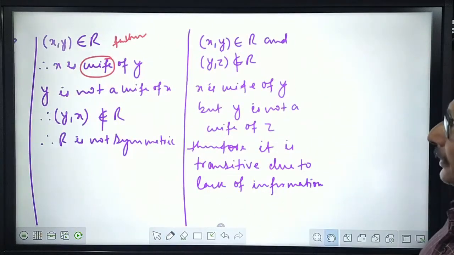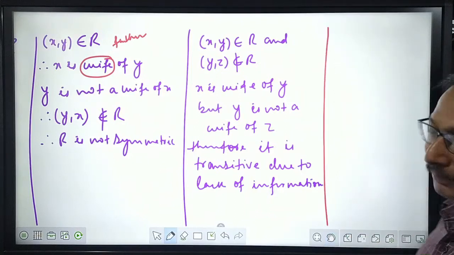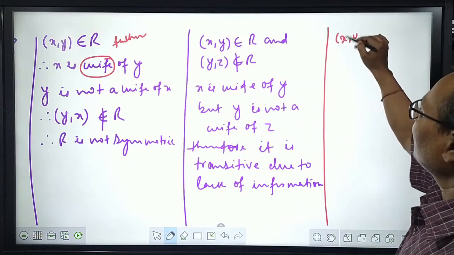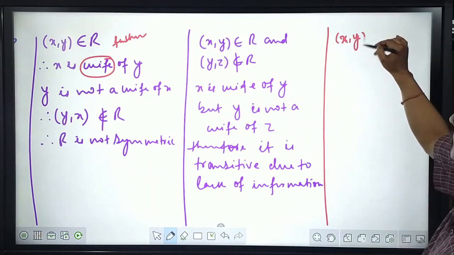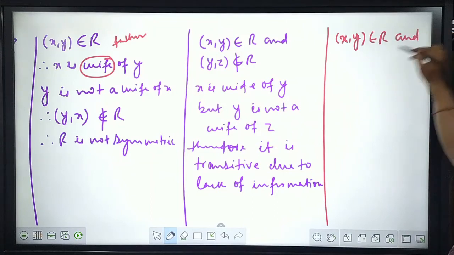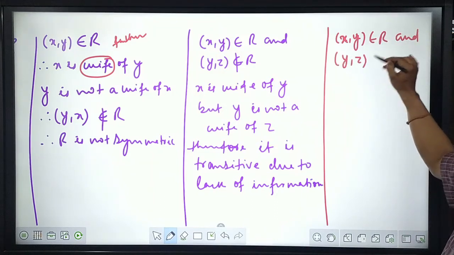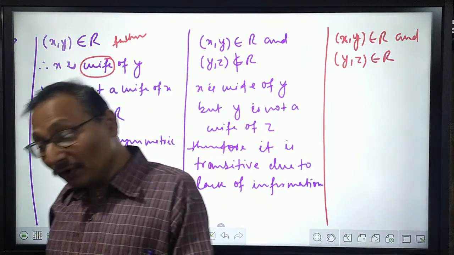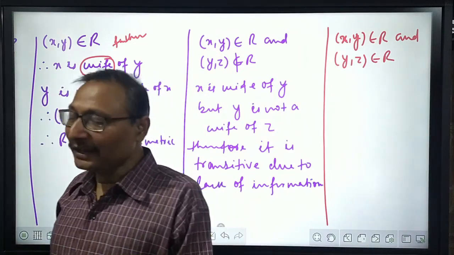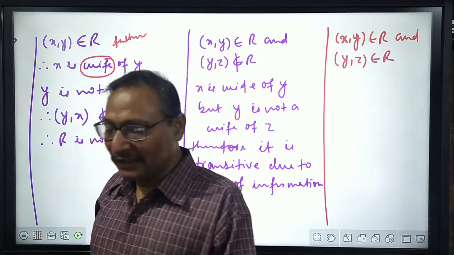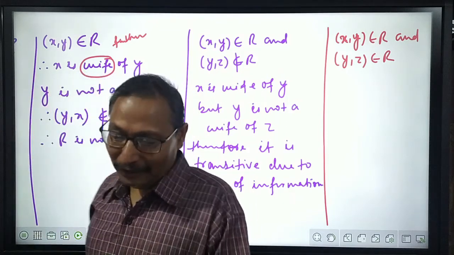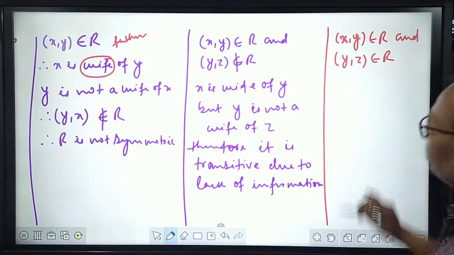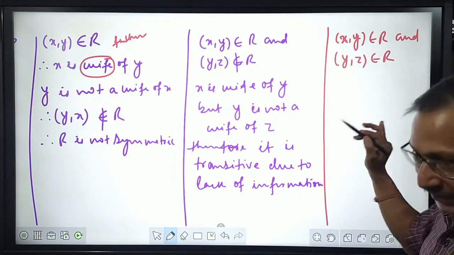And now the third part. In the third part we are having a different situation. X comma y may be a member of R, and y comma z also may be a member of R, because x may be father of y and y may be father of z. So we can pick two such pairs. So there is no lack of information, which was there in the earlier question. Here there is no lack of information, so we should check it.